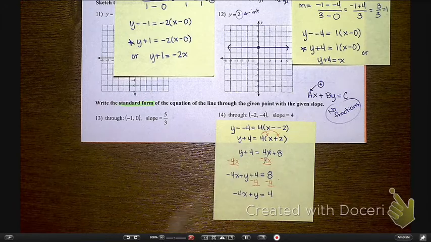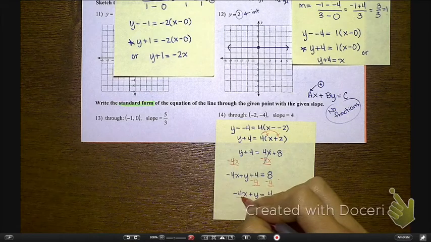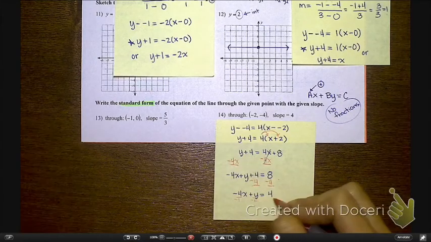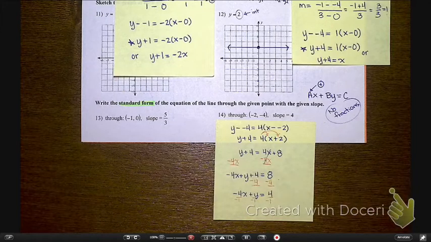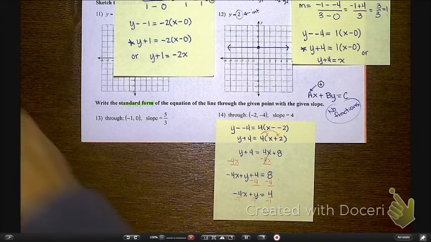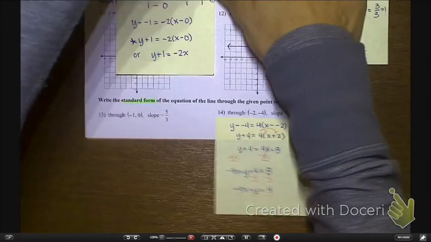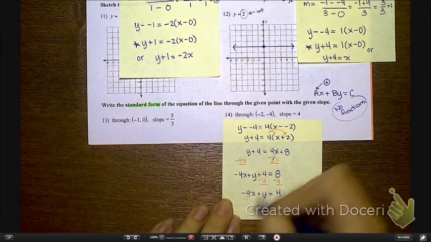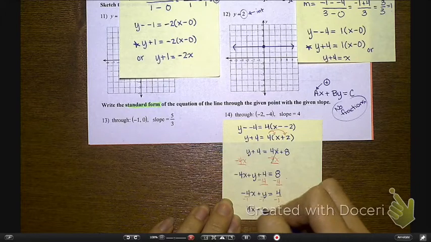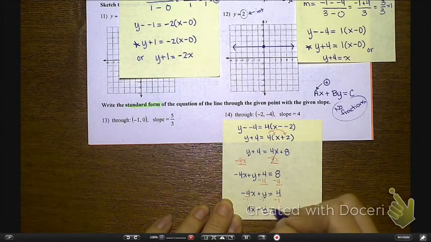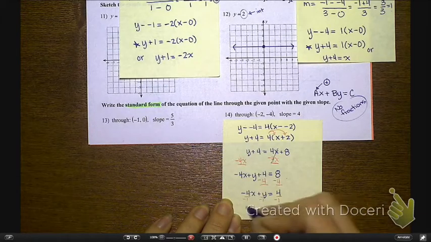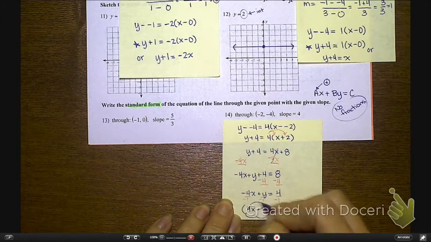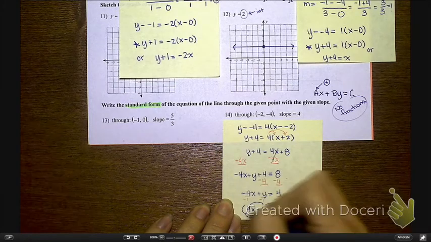So what are we going to do to all the parts? Divide by negative 1. Okay, that's going to change the sign on every single part. So here's what I get for my final answer on this. I'm ending up with 4x minus y equals negative 4. This is your final answer written in standard form. Okay?